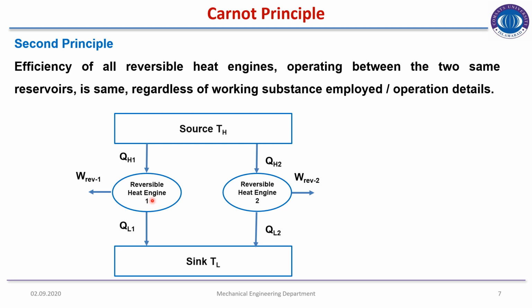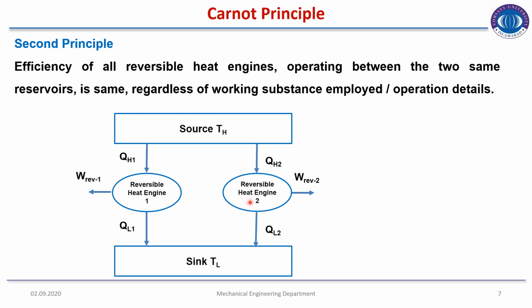Reversible heat engine 1 is receiving QH1 amount of heat from the high temperature thermal energy reservoir and rejecting QL1 amount of heat into the low temperature thermal energy reservoir, and by doing so it is giving out WREV-1 amount of work as an output.